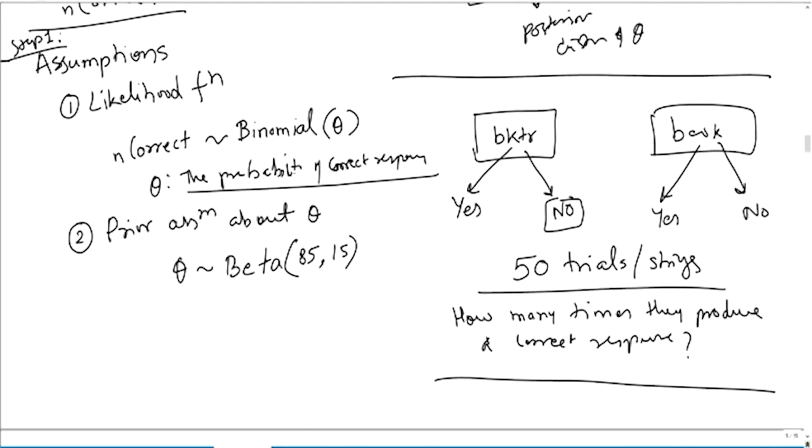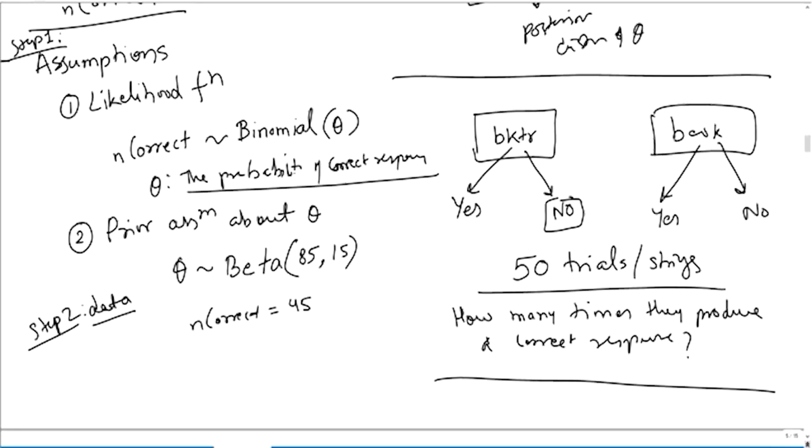What is the next thing I need to do? Now I need to, of course, collect data. So now I need data for further inference. So far I have only assumptions. So let's say now you have collected the data and you observe that the number of correct responses in your experiment is actually 45. So that's your observation.